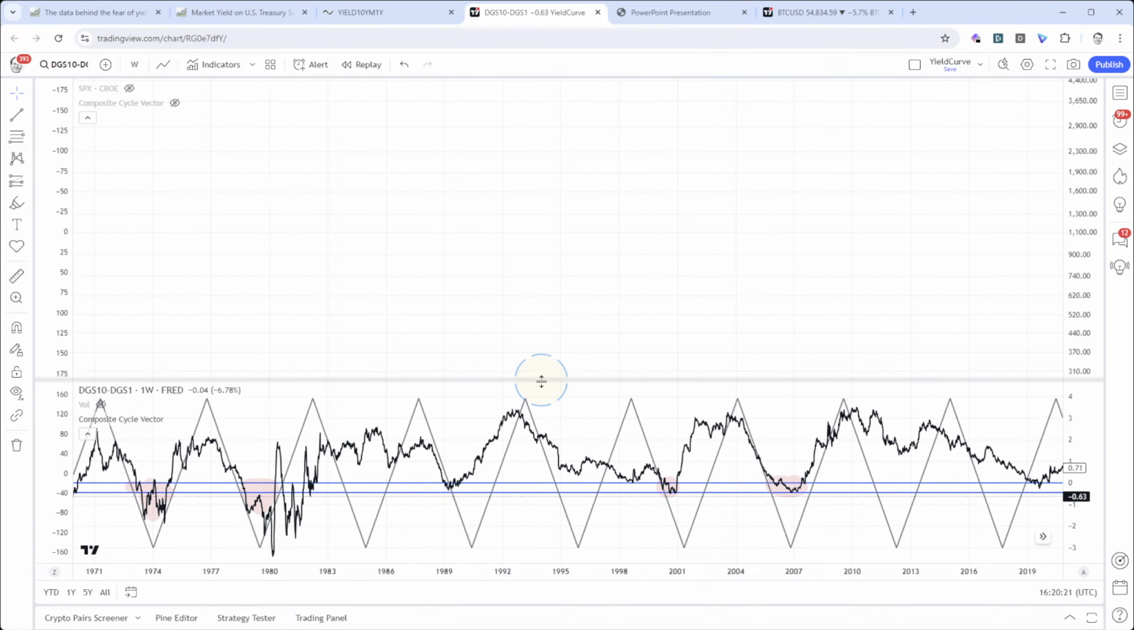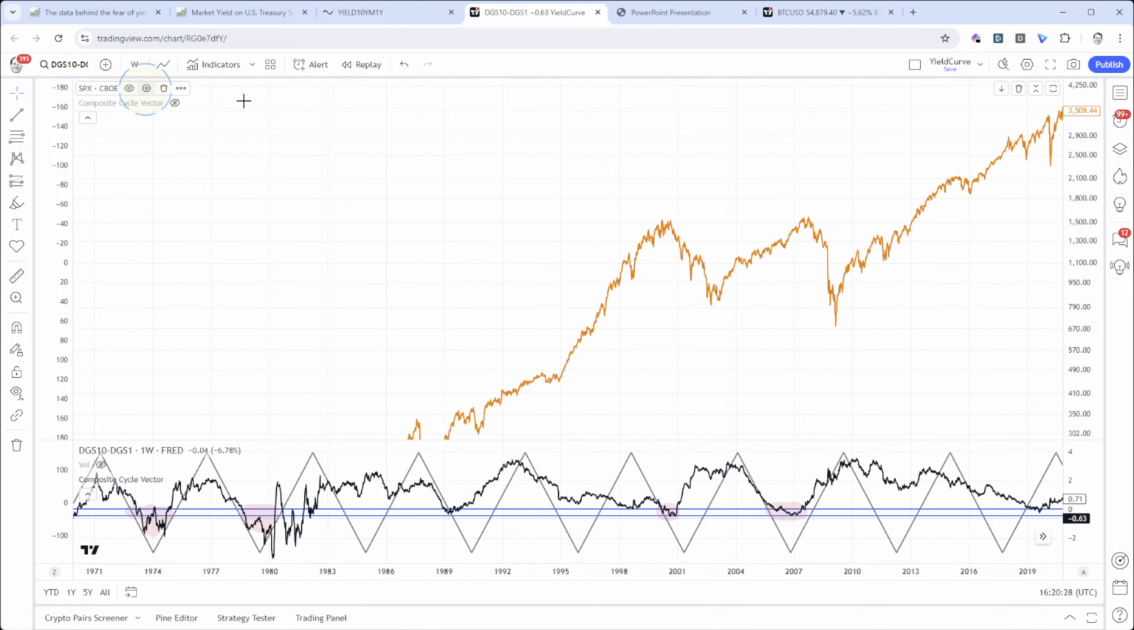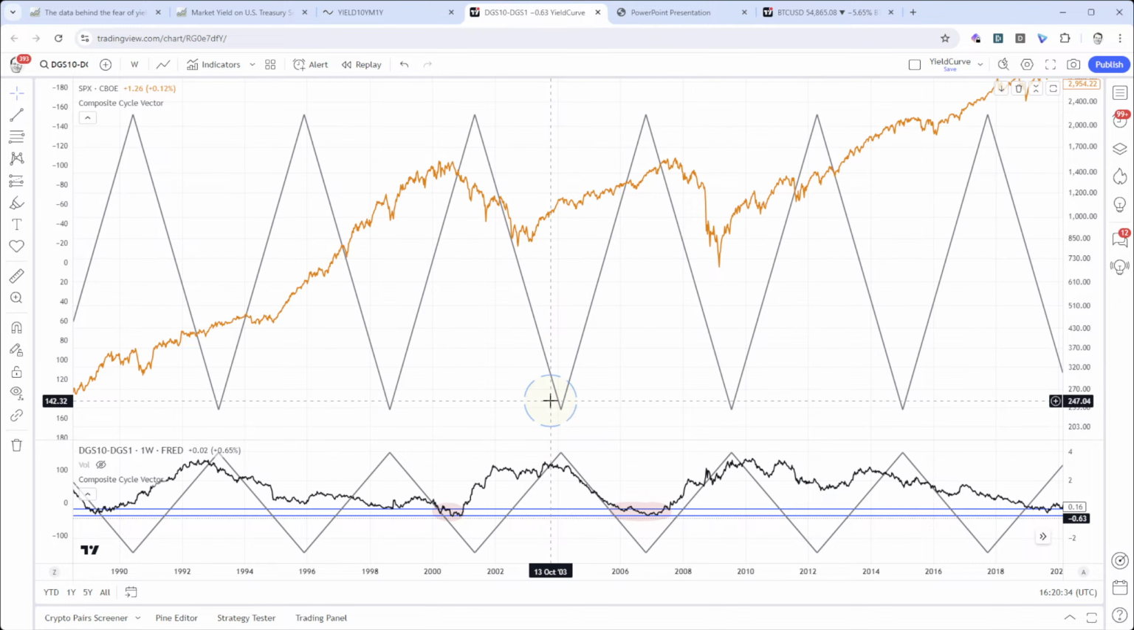So let's make this a little bit smaller. This is our indicator. And now let's bring in the S&P 500, and let's bring in the same cycle. I have just inverted the cycle here on the price. You see it's the same 285-week cycle.